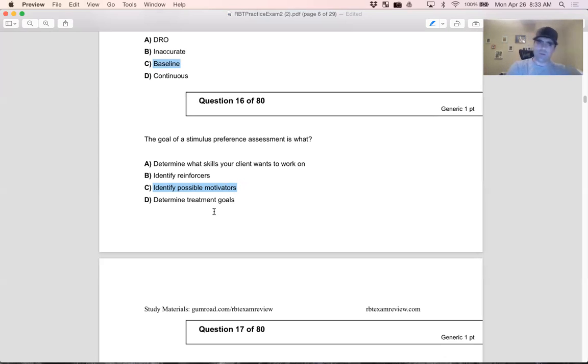And then D, determine treatment goals. No, treatment goals do not have to do with stimulus preference assessments. So good question. Remember, when you're going through the questions and you find the right answer and you're sure of it, still read all the answer choices because you're looking for the best answer possible.